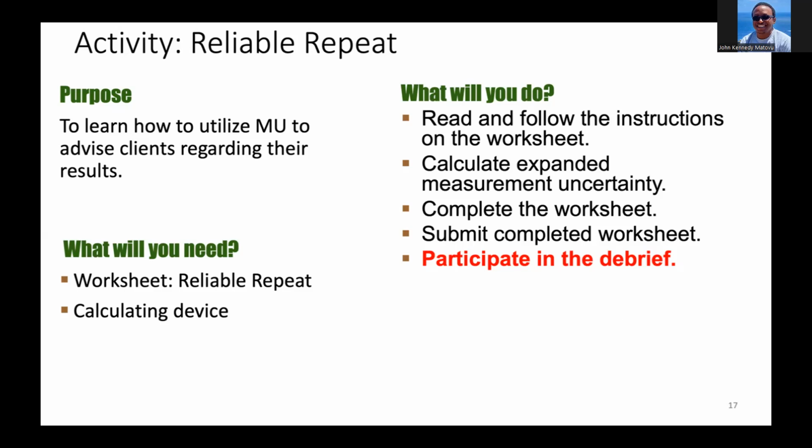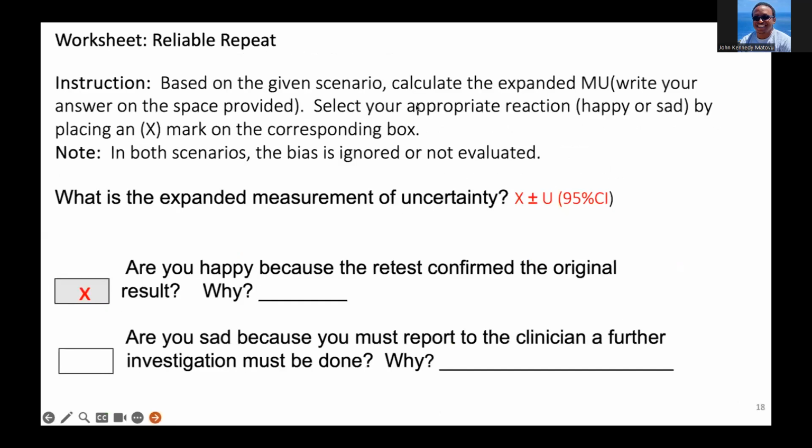So the purpose of this activity was to learn how to utilize MU to advise clients regarding their results. So you had your worksheet, reliable repeat, and then you needed your calculation device, and you were given instructions to just go through that worksheet and do the calculation. So let's look at our first worksheet, which was reliable. The instruction says, based on the given scenario, calculate the expanded MU, write your answer in the space provided, select your appropriate reaction, whether you are happy or sad, by placing an X mark in the corresponding box.